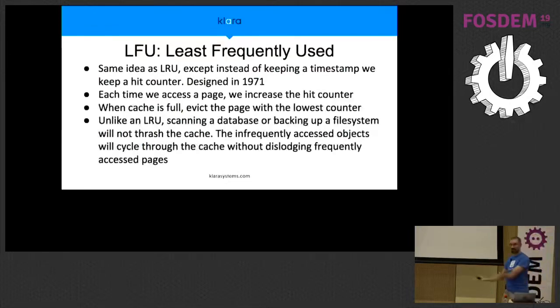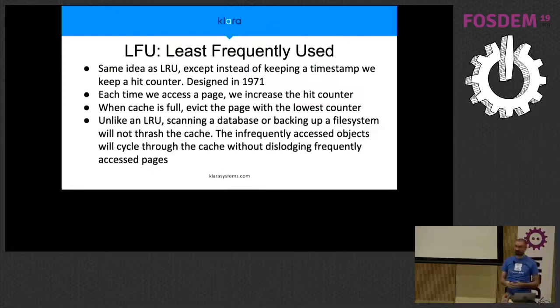So there's a second algorithm that came around in 1971 called LFU, which is based on the frequency that you use the data rather than the recency. It's the same idea, except instead of keeping the timestamp of the last time we accessed the data, we just keep a counter of how many times we've accessed it. Each time we access a page or a file of memory, we increase its counter, and the cache is basically a sorted list. When it's time to make room in the cache, we delete the item that has the lowest hit count. So when the cache is full, we evict the least frequently used file.